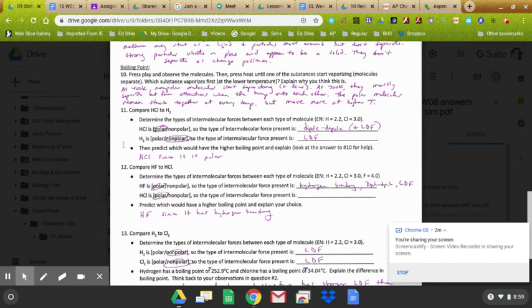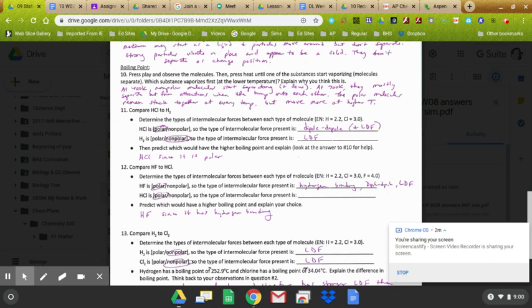But for nonpolar, take H2. It's two H atoms, two of the same exact kind of atom bonded to each other. They have exactly the same electronegativity, so there's not going to be unequal sharing of electrons, and therefore it's nonpolar. So those H2 molecules only have London dispersion forces.